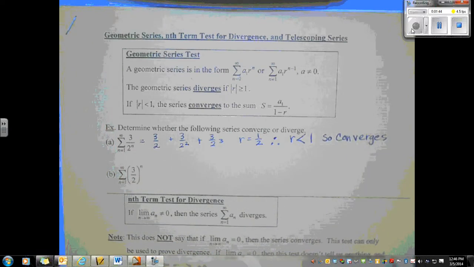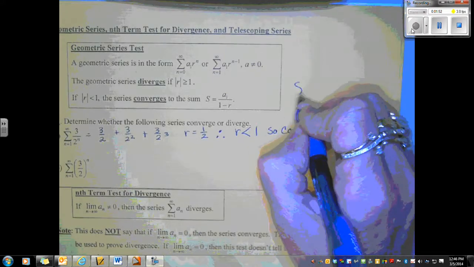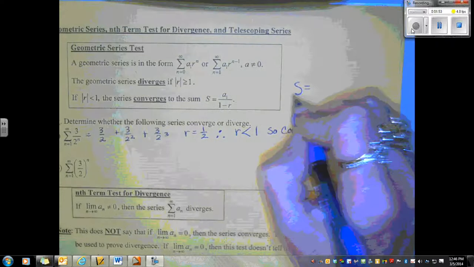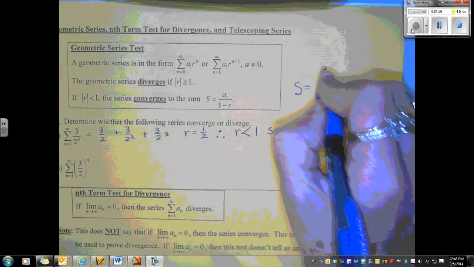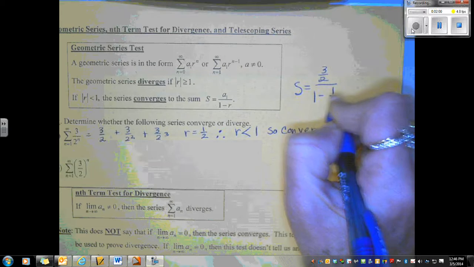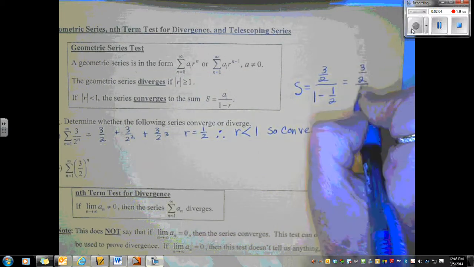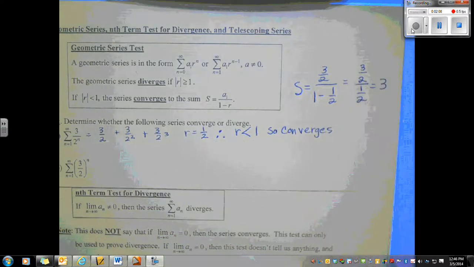And what would s be? s would be equal to a sub 1, which is 3/2, divided by 1 minus r, which was 1/2. So I would have 3/2 divided by 1/2. So I would have 3.